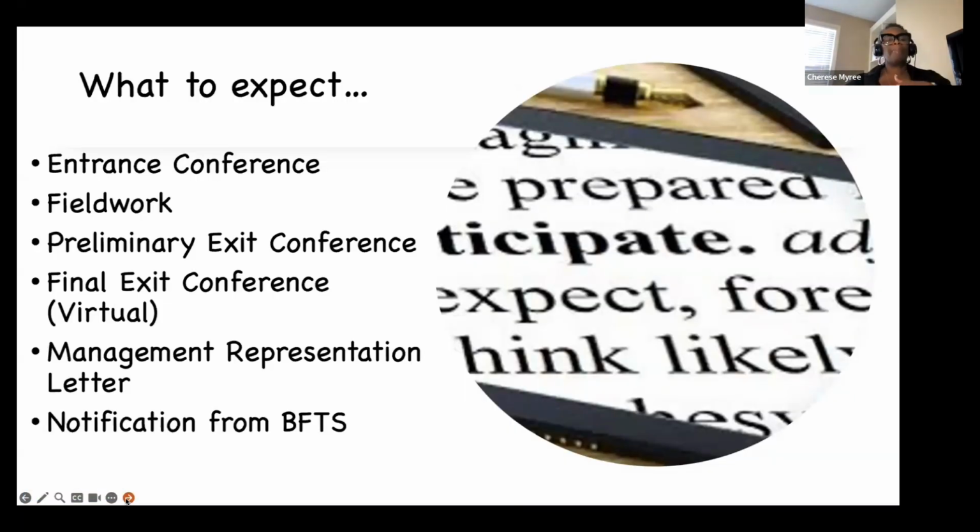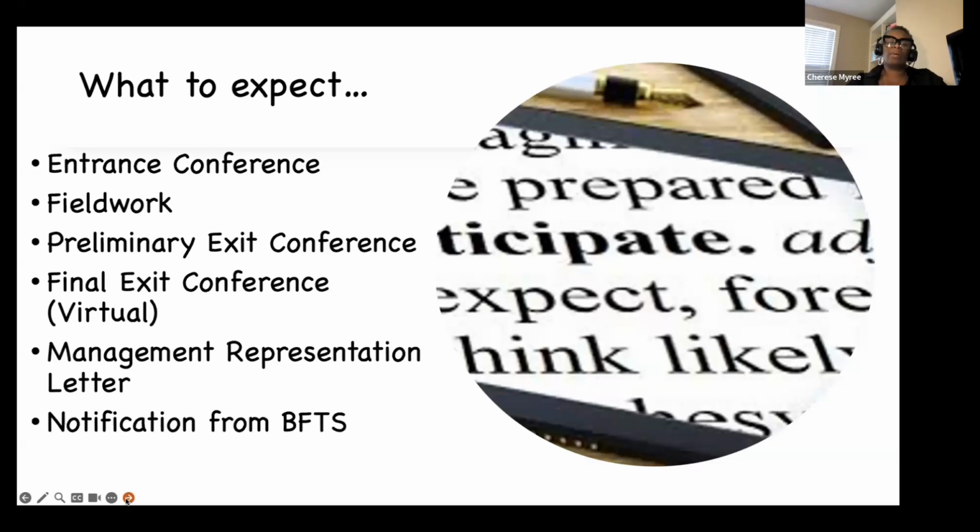So what you can expect is you can expect an entrance conference. So that means that the auditors will go over what they're going to do while they're on site. I'm telling you what they're going to do while they're on site. They're going to look at your records related to the reconciliation, how you spent the money, and verify that that's the case. They're going to also look at some things like participant files, attendance records, and health records. They're going to do all that while they're on site at your location.